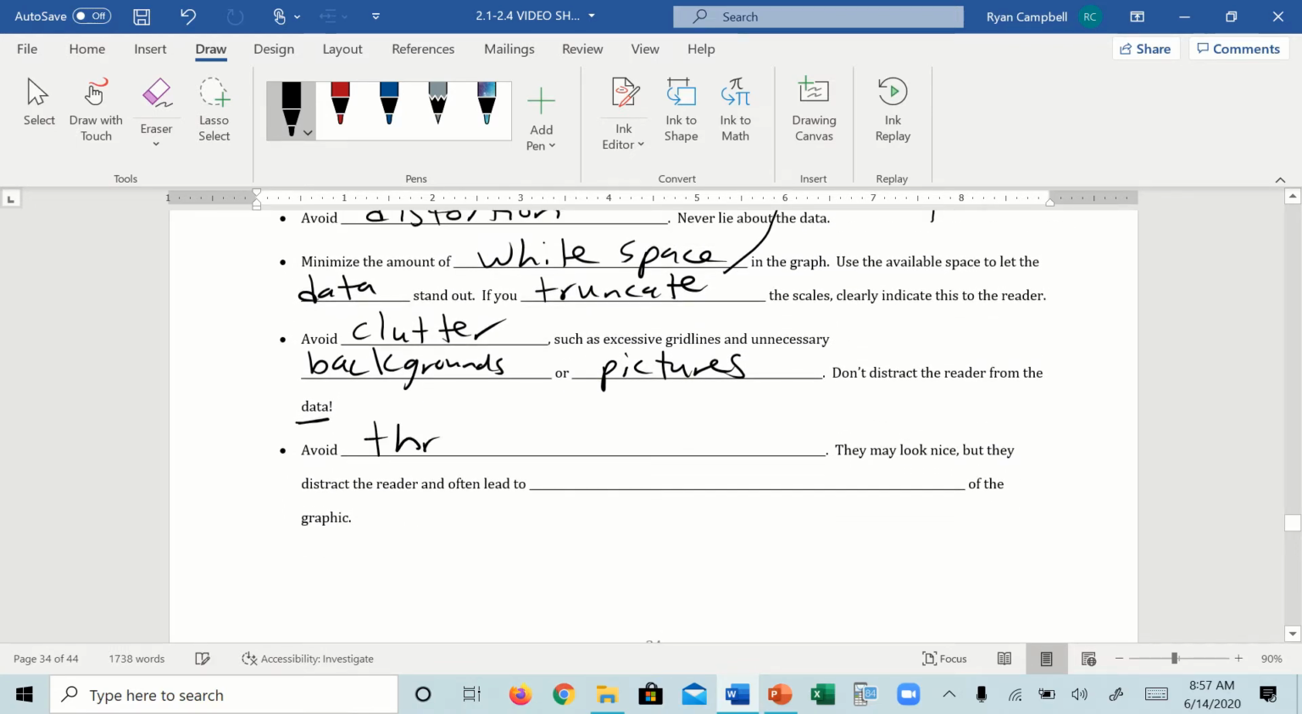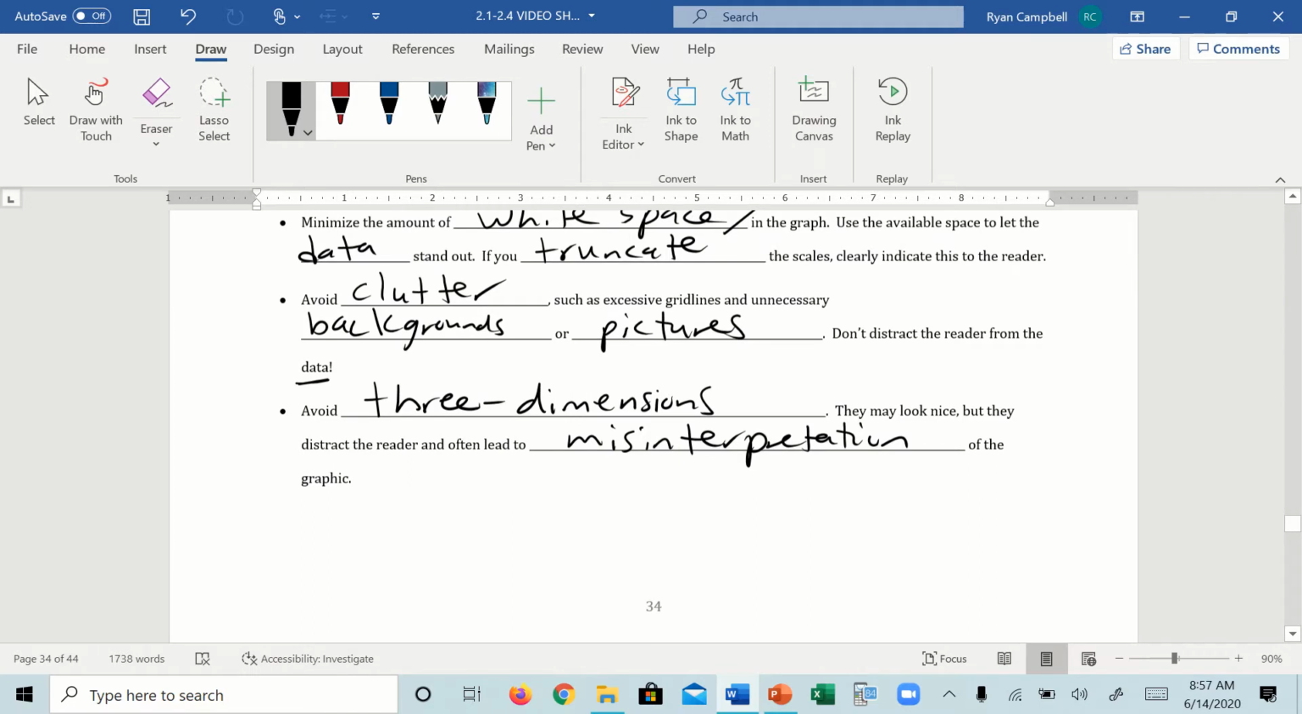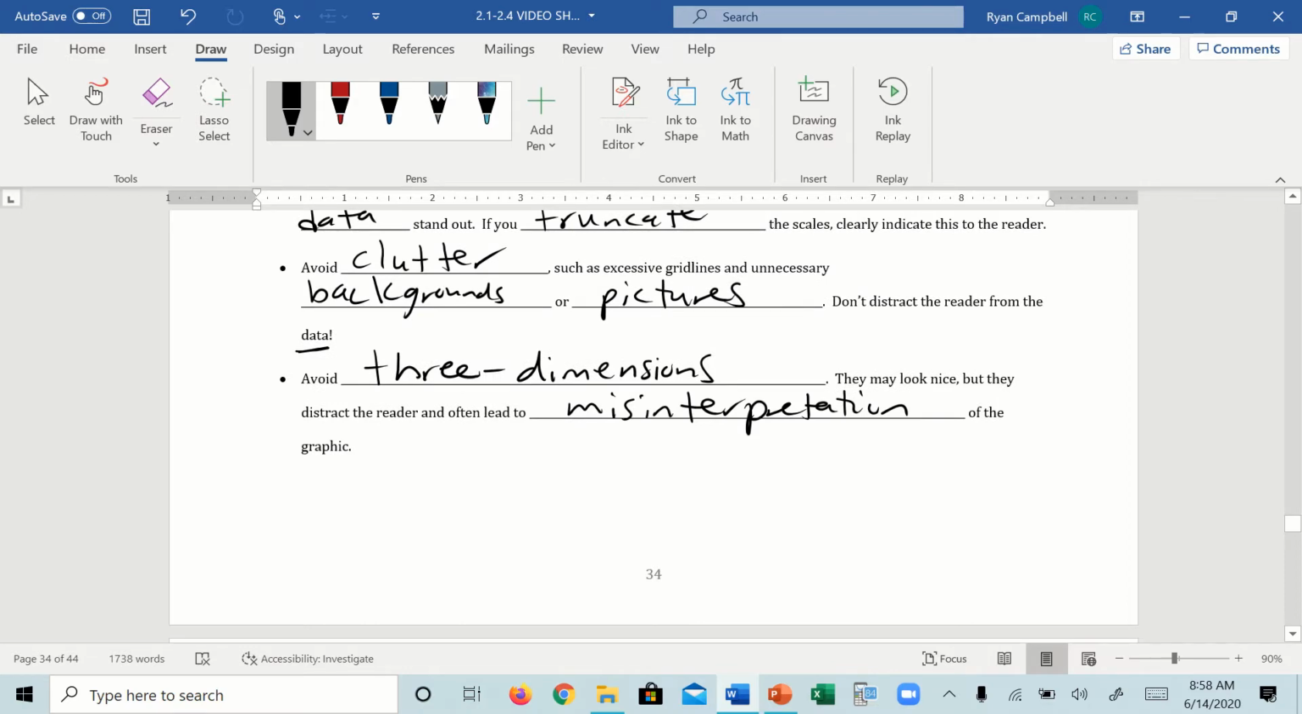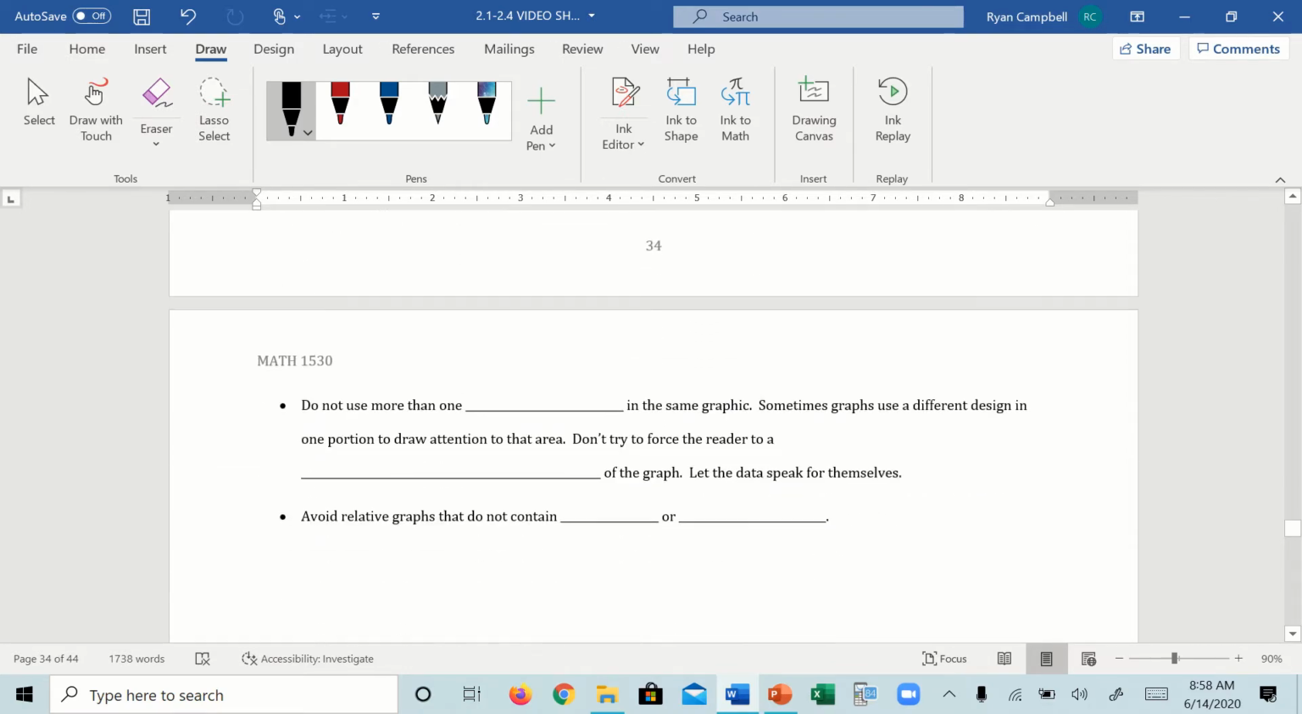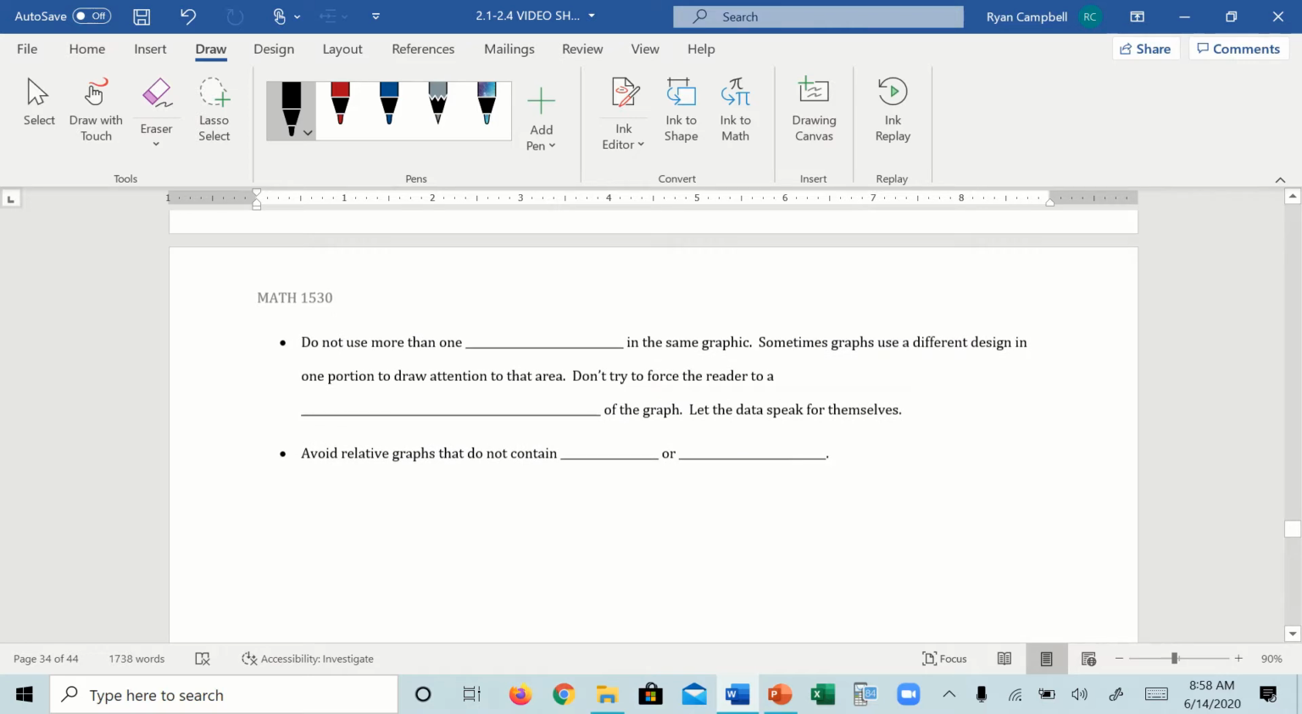Another one, avoid three-dimensional graphs. They may look pretty cool, but they actually distract the reader and often lead to misrepresentation or misinterpretation. Yeah, the 3 dimensions has an extra dimension, so things are going to look extra proportional. So things might look a little bigger difference than they actually are in reality. So just avoiding the 3-dimension graphs will be good. We'll look at some examples after this. So 2 more, and then we'll look at some examples and kind of apply this.